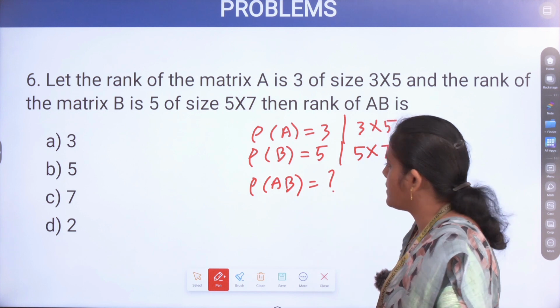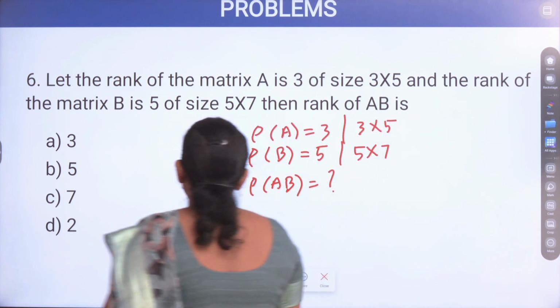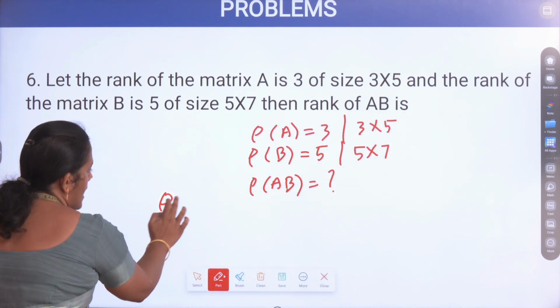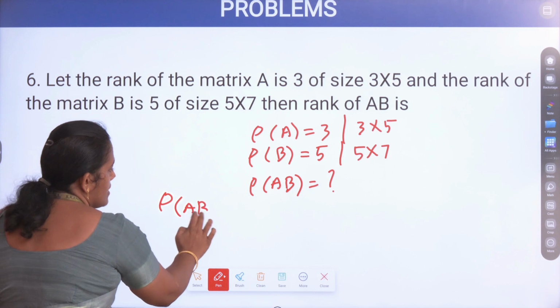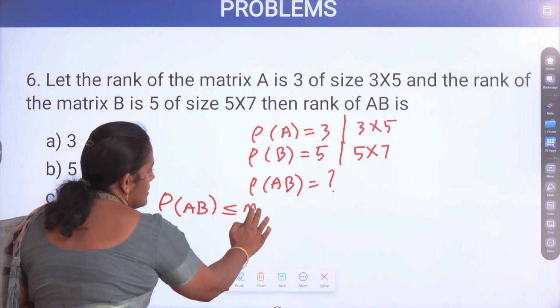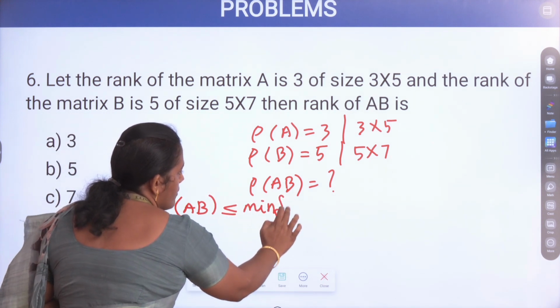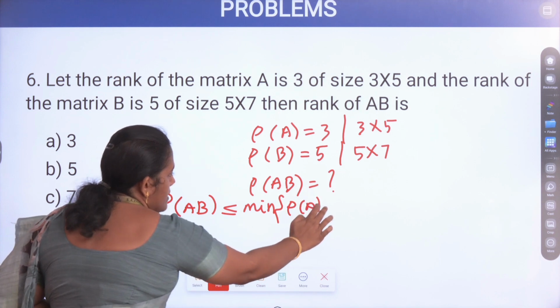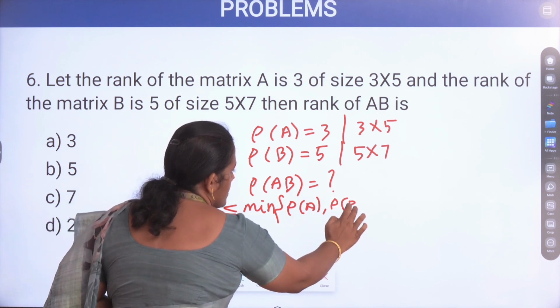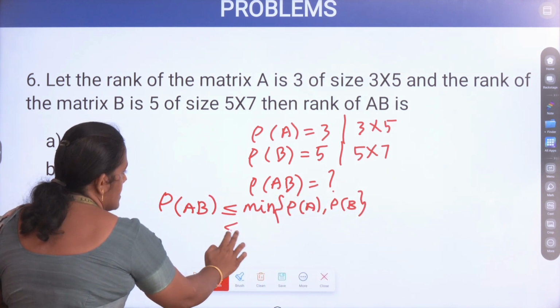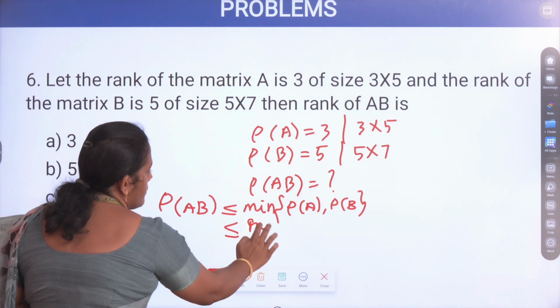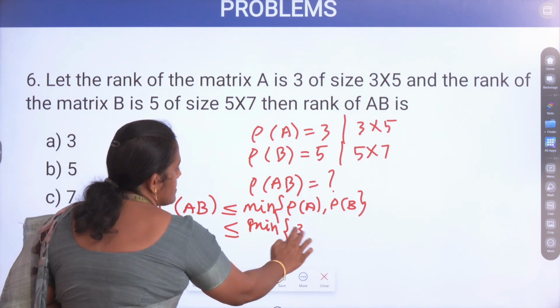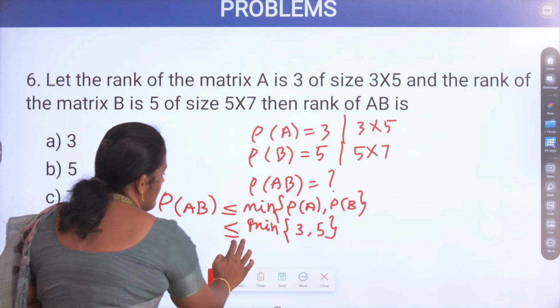Find the rank of AB. Using the properties, rank of AB is less than or equal to the minimum of rank of A, comma, rank of B. So, less than or equal to the minimum of 3, 5. So, the minimum value is 3.